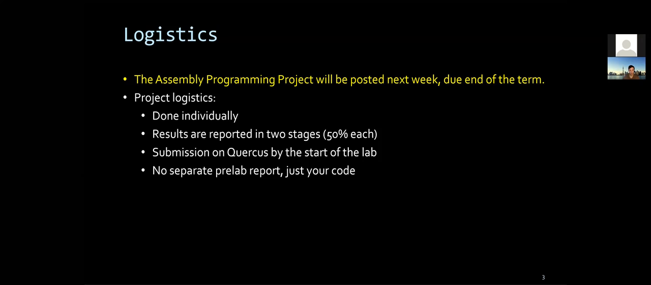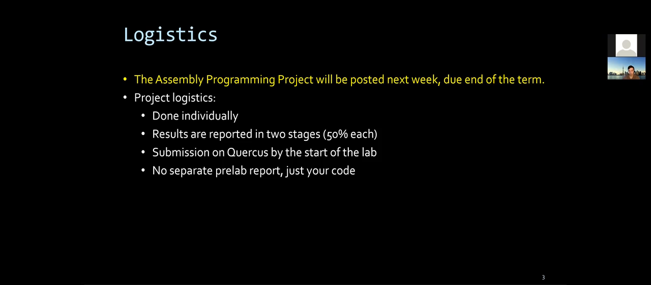Project logistics, some basics here. Projects will be done individually. Results are reported in 2 stages. For each stage, you will come to regular labs and you will report some intermediate results, and that will be outlined in the write-up. Each of the stages will be evaluated as 50% of the total grade for the project.